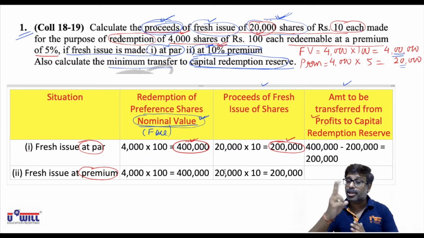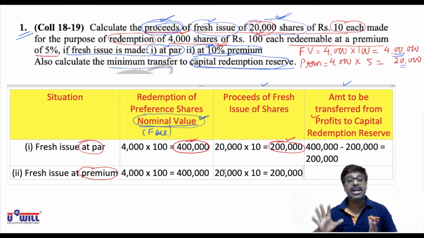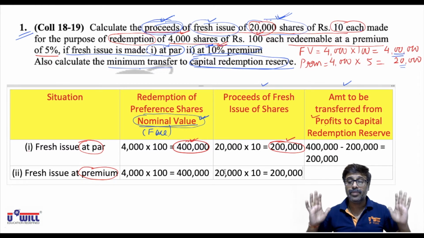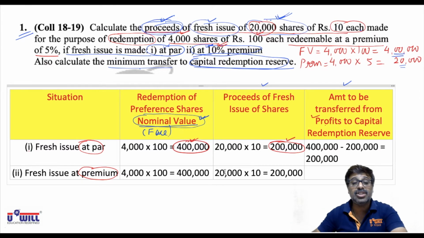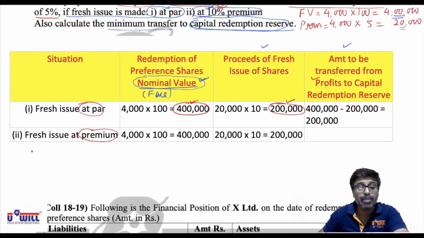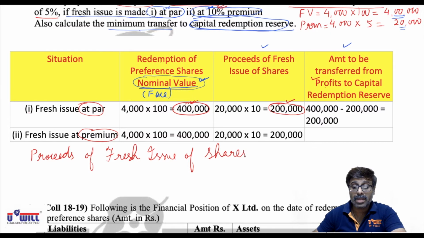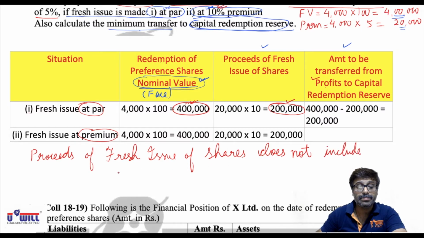When we consider condition 2 and 3, even in preference shares, you'll take only nominal value. Even in equity shares, you'll take only nominal value. Okay. Proceeds of fresh issue of shares, this you can write as a note: that proceeds of fresh issue of shares does not include premium. It will include only face value.